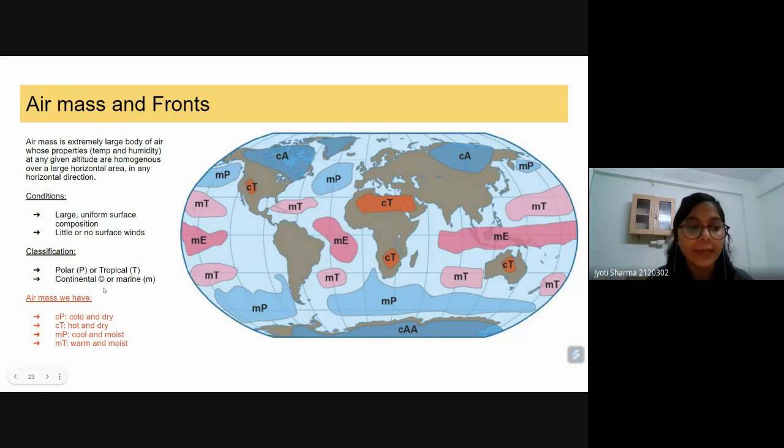If it is a CP, meaning the air mass is over the continent and in the polar region, then this air mass will generally be cold and dry. If it is in the continent and in the tropical region, then it will be hot and dry. Same if it is in the marine system, in the ocean, and in the polar region, then because of being in the polar region, it will be cool, and because of the marine, it will be moist.